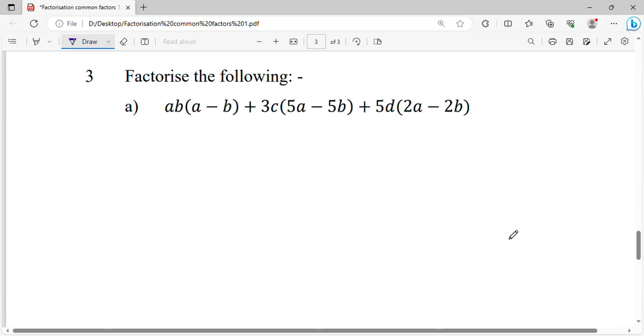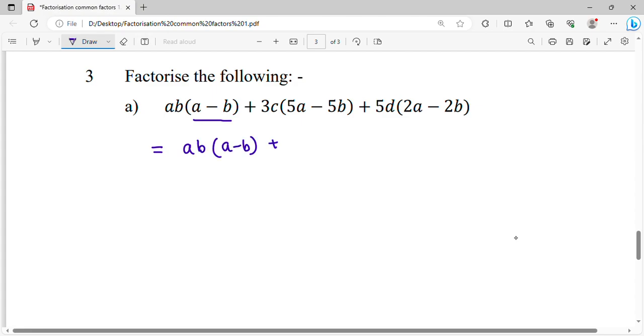Yes, look at this. I have an (a minus b) here. Yes, I would get (a minus b) if I remove out the 5, and I would get (a minus b) if I remove out the 2. So let's do that first. So I leave this (a minus b).